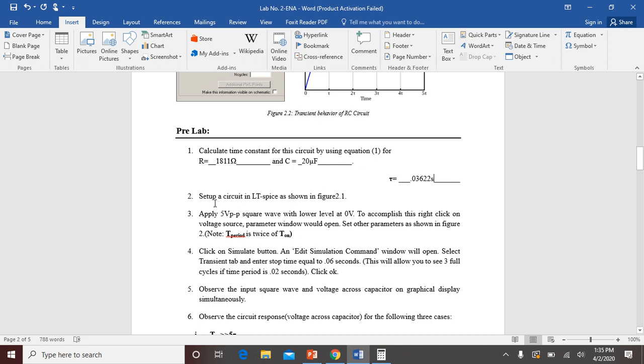So now there's another part: set up the circuit in LTspice as shown in figure 2.1. This is the main important part. We are now going to implement this circuit and see the behavior we have studied theoretically. We are going to observe this behavior on this simulator, that is LTspice. The link to download and install this software is given on LMS. You can go and download and install from there.